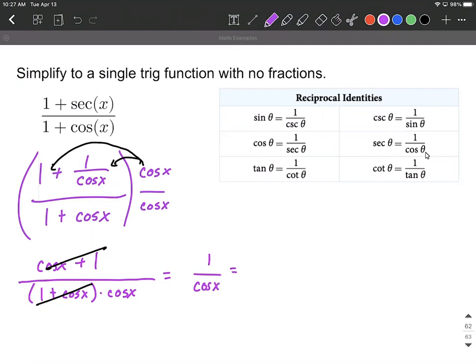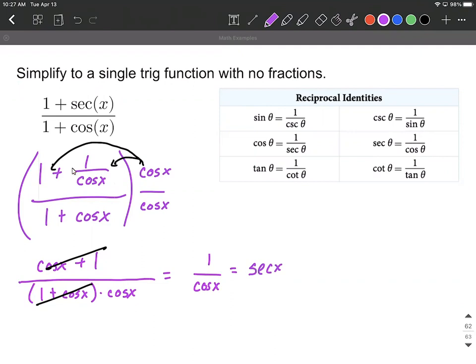Again, back to our reciprocal identities, you'll notice over here 1 divided by cosine of x is equivalent to secant of x. All right, so as we finish up here, we've rewritten it in terms of secant of x, a single trig function with no fractions remaining.